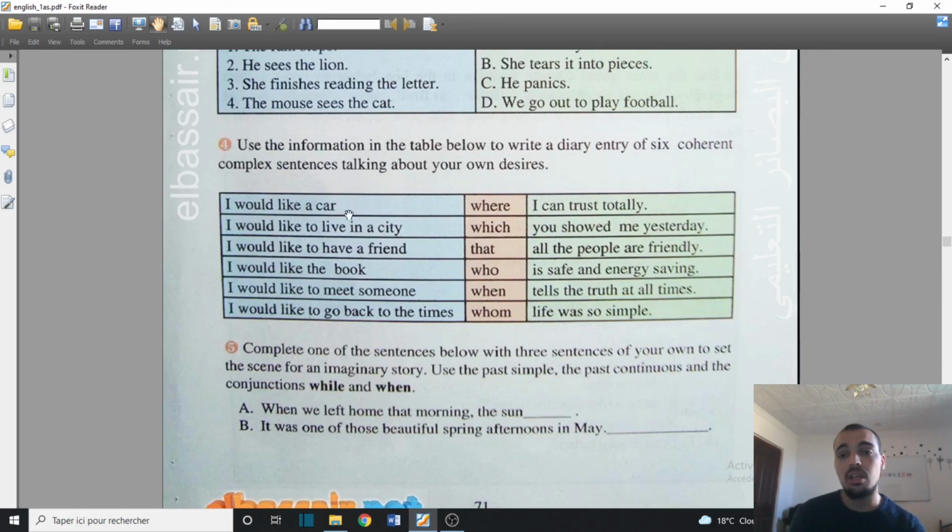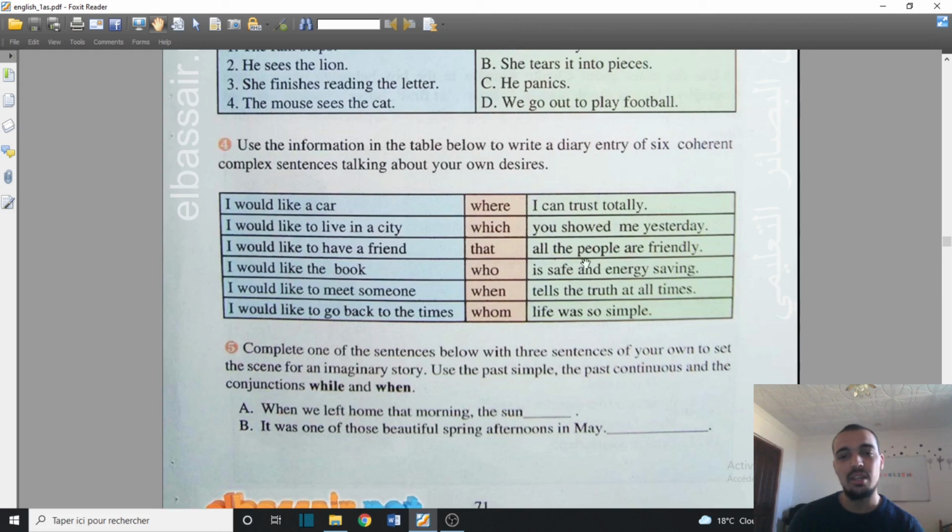I cannot say I would like a car, for example, all the people are friendly. There is no relation between them. So, a car, for example, is safe and energy saving, which is an excellent expression. So here, if I would like to refer to a car and link them together, I say I would like a car that or which is safe and energy saving. As we said, for things in general we use which or that.